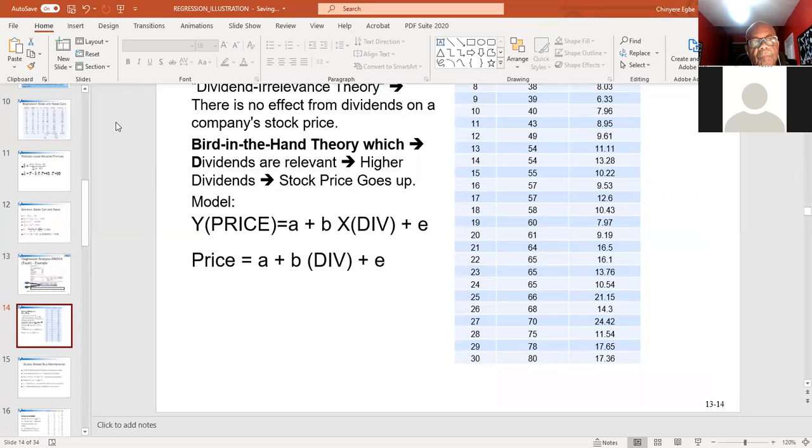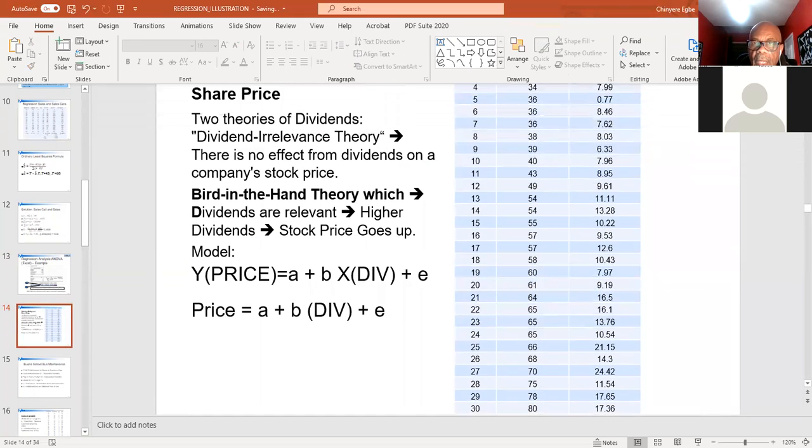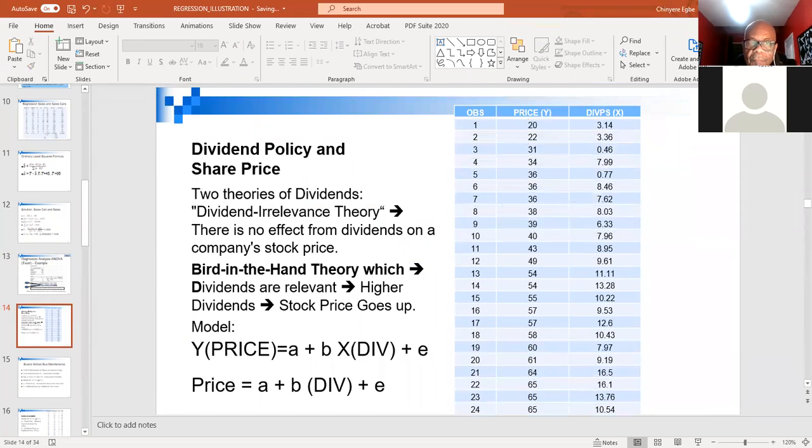All right. This is an application. I'm going to pull up the MS Excel file. But before I pull up the Excel file, I need for us to understand the problem we are trying to solve. We are trying to solve a practical business problem.